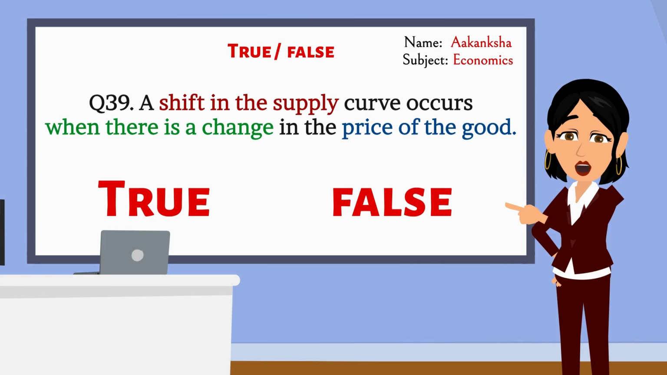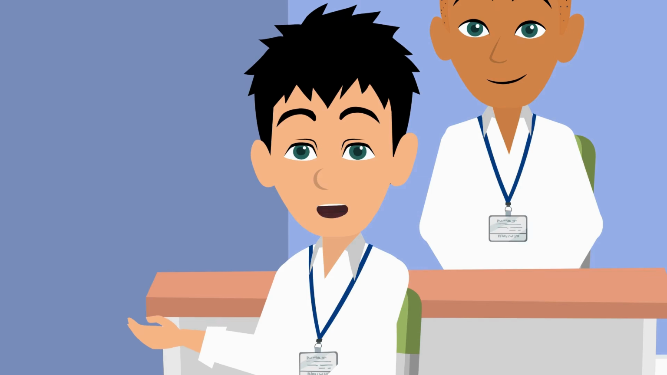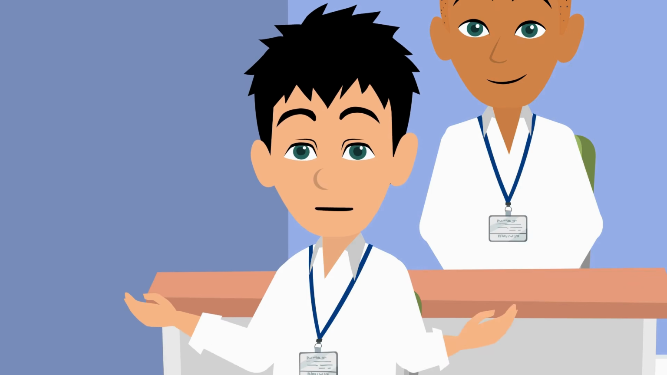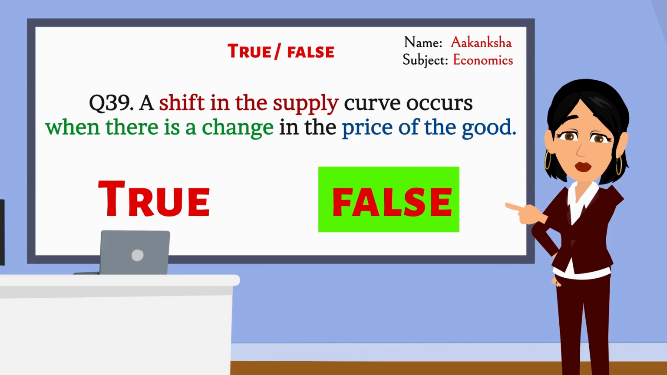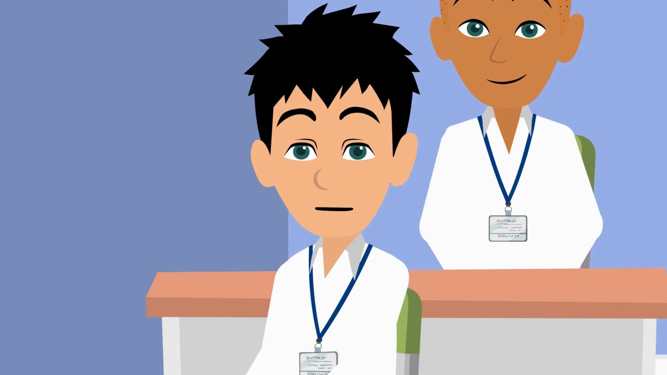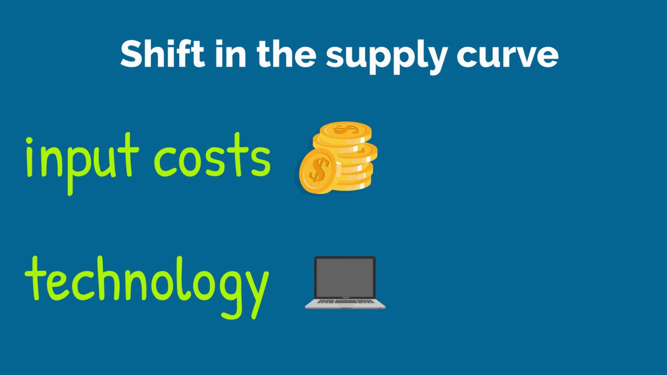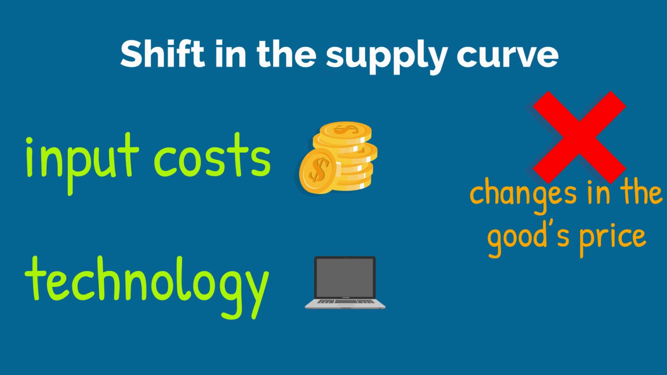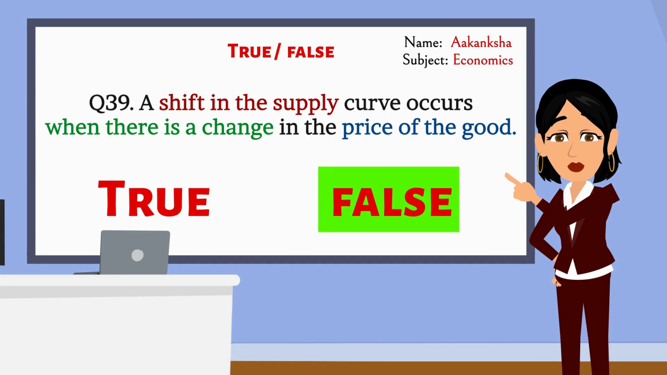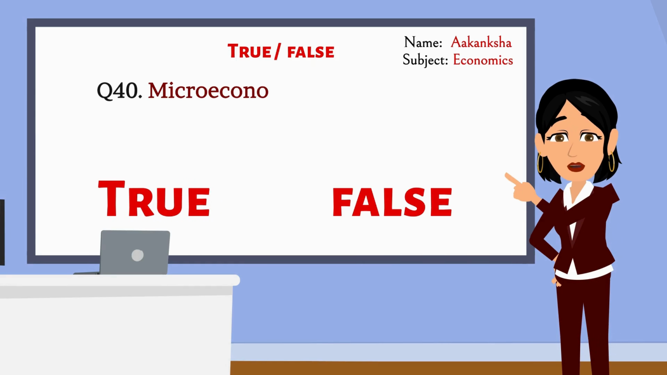Question 39. A shift in the supply curve occurs when there is a change in the price of the good. True or false? It's a false statement. Correct, Nishant. A shift in the supply curve does not occur when there is a change in the price of the good. Can you explain why? A shift in the supply curve happens due to factors like input costs or technology, not changes in the good's price. Excellent explanation, Nishant. Well done. Question 40.